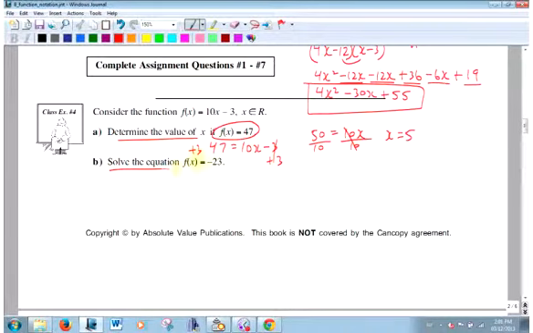Okay, solve the equation. F of x is minus 23. There's f of x. It's 10x minus 3. They're saying f of x is minus 23. Okay? So read it carefully. Are they asking for x? Or are they asking for what the value of the function is? Okay, so add 3 again, both sides. That's minus 20 is 10x. 10 times what is minus 20? That happens to be negative 2.